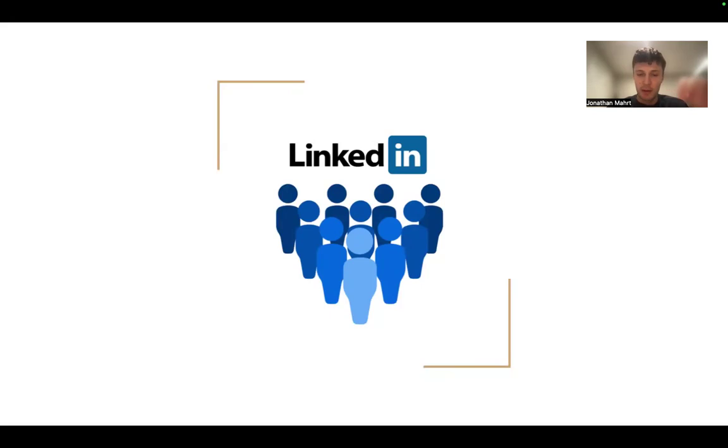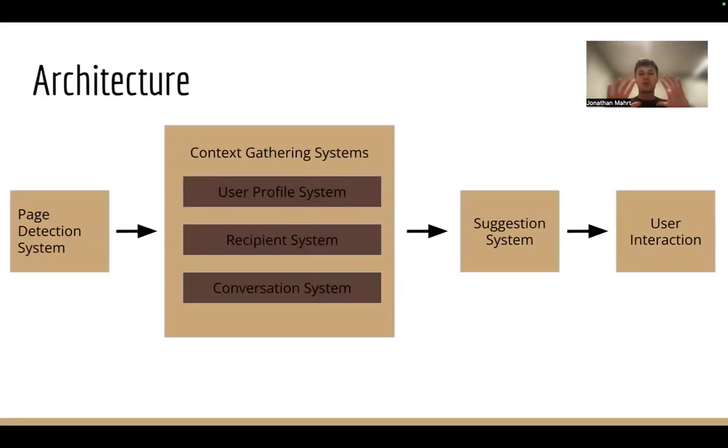So the way I created this system was by creating a Google Chrome extension that detects once the user is on LinkedIn, and then once the user is on LinkedIn and goes to the message page, that is detected by the system. And then once the user is on that, the system starts gathering information about the user. So what is the user's name? What's his headline? What is his current company? What is his current role?